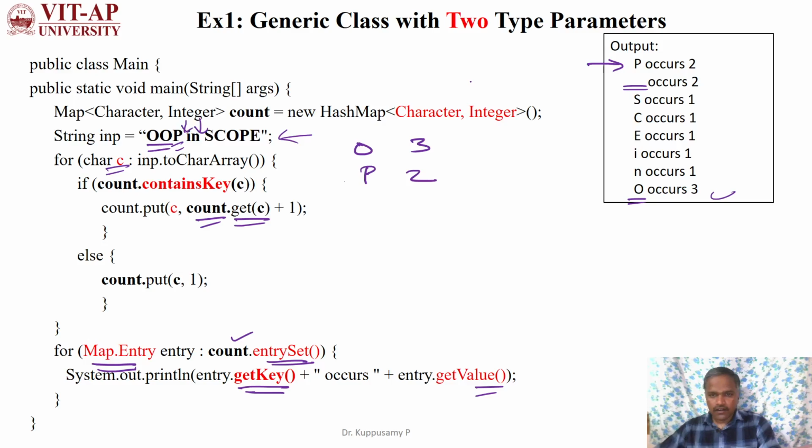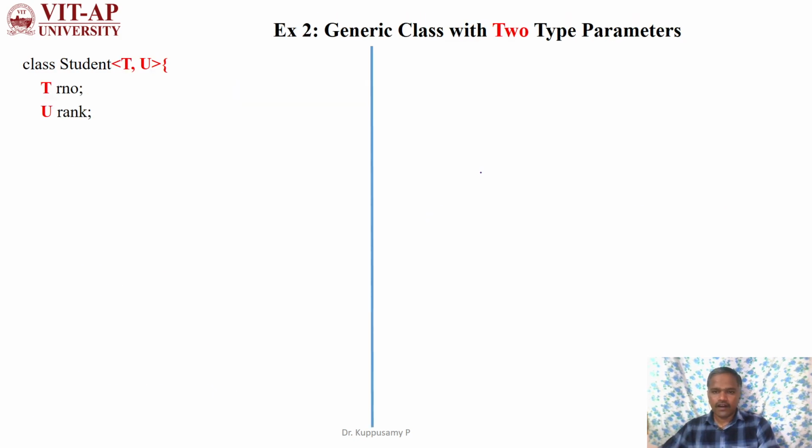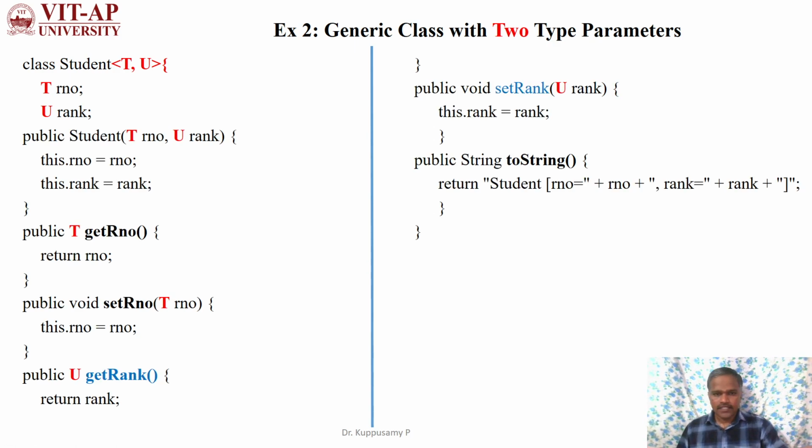So the thing is, here we are receiving two type parameters in this example. You can give different parameters also: Integer comma Character, Integer comma String, String comma Character. Like that we can use different types of arguments. Here one more example is given. The generic class is carrying two type variables. You see, this is one type variable, U is another type variable. Both are given inside the angle brackets.